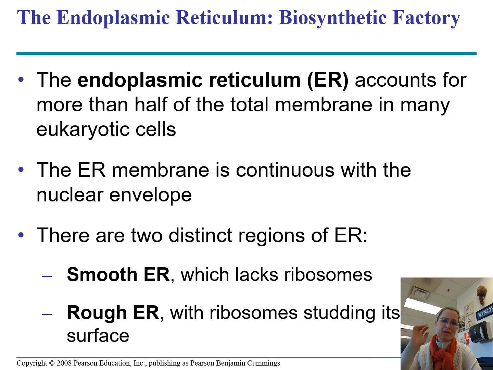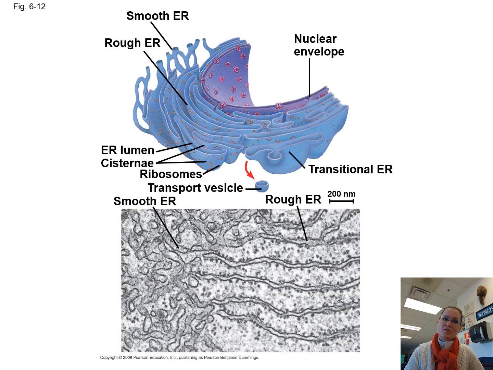And so the endoplasmic reticulum, like I said before, there's two kinds. There's rough and there's smooth. The rough contains ribosomes, the smooth does not, because in the rough ER, proteins are synthesized. They are not synthesized in the smooth ER. There's different functions for that. And so this is just a picture.